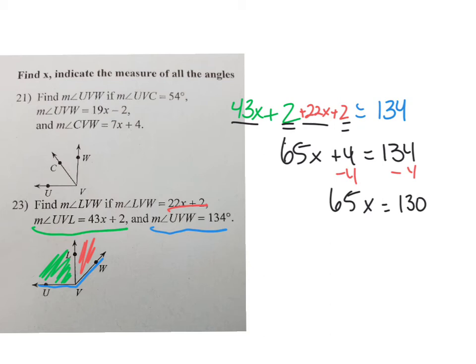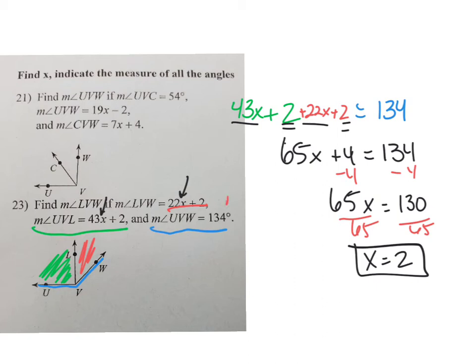Divide both sides by 65. I end up with x equals 2. Right? So look, I have to plug in 2 in both of those x's to figure out the measure of all the angles. So the question already specifically wants LVW, and I told you above I want all of them. All right? So LVW is the red piece.